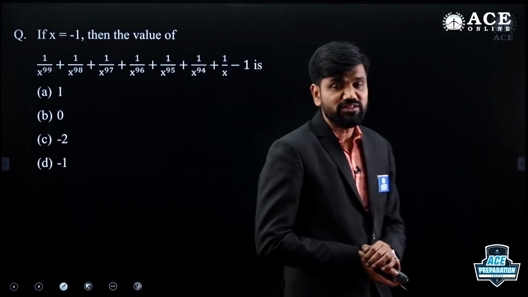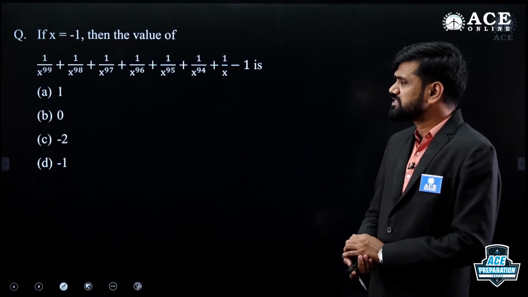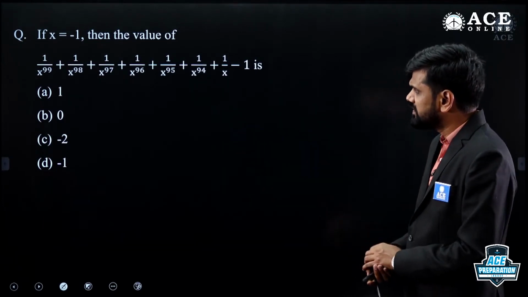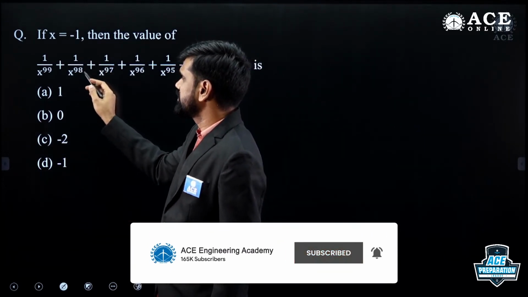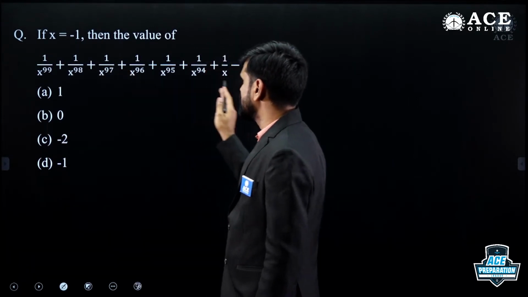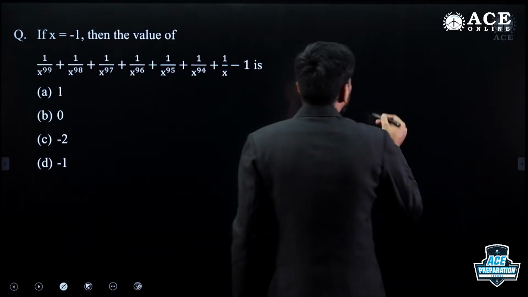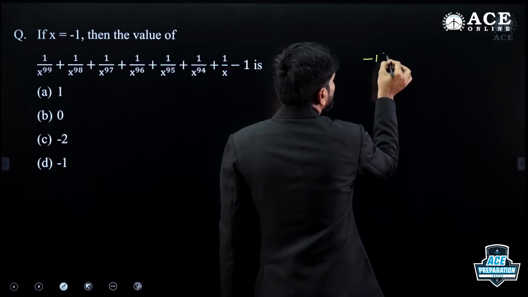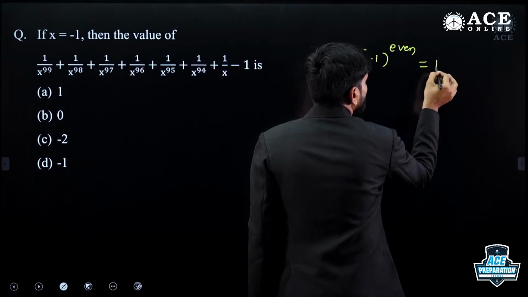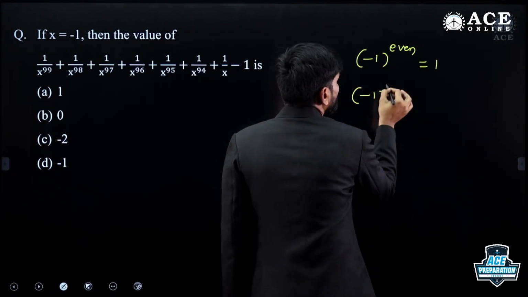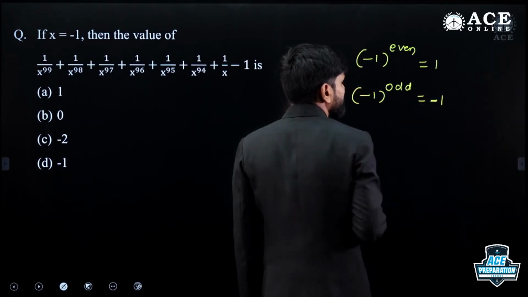This is another important model that appears in Staff Selection Commission based exams. If x equal to minus 1, then the value of 1 by x to the power of 99 plus 1 by x to the power of 98 plus 1 by x to the power of 97 and so on. Like this they will give you the relation. Just remember, minus 1 to the power of even will always be equal to plus 1. Minus 1 to the power of odd is always equal to minus 1. This is one thing you should know.